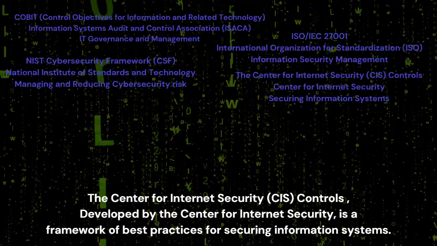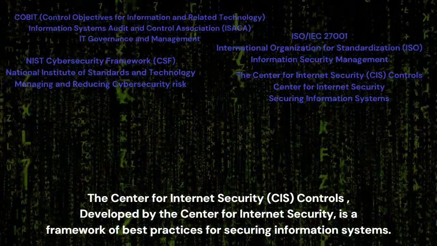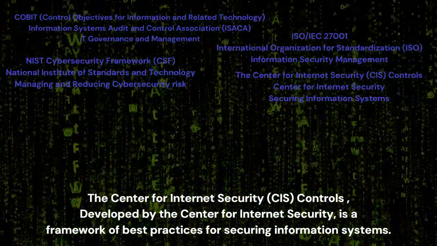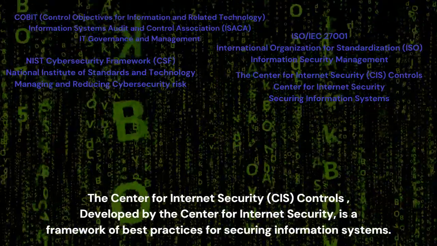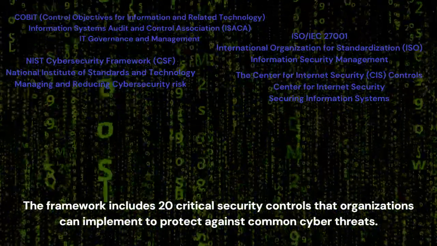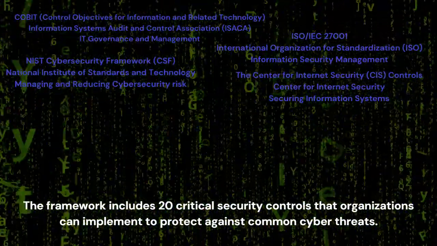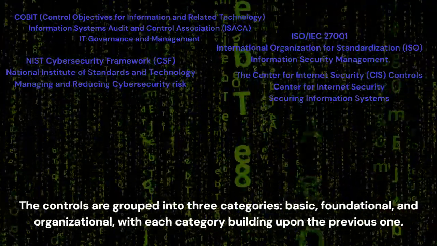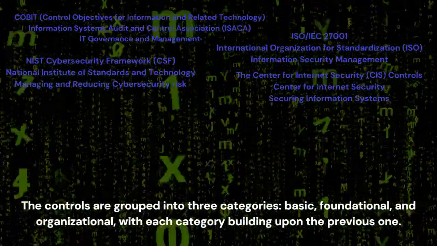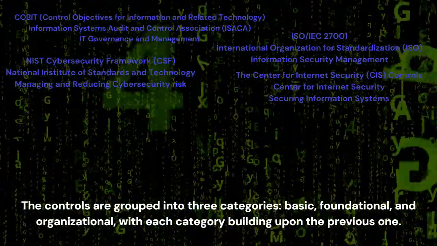CIS controls. The Center for Internet Security, CIS, controls, developed by the Center for Internet Security, is a framework of best practices for securing information systems. The framework includes 20 critical security controls that organizations can implement to protect against common cyber threats. The controls are grouped into 3 categories: basic, foundational, and organizational, with each category building upon the previous one.